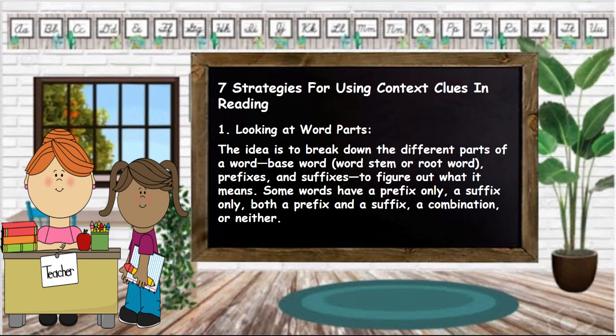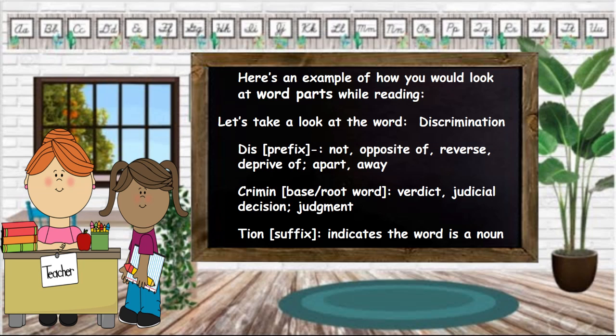The idea is to break down the different parts of a word by looking at the base word, which is the word stem or root word, by looking at the prefixes and suffixes to figure out what it means. Some words have a prefix only, a suffix only, both a prefix and a suffix, a combination, or neither. Here's an example of how you would look at word parts while reading.